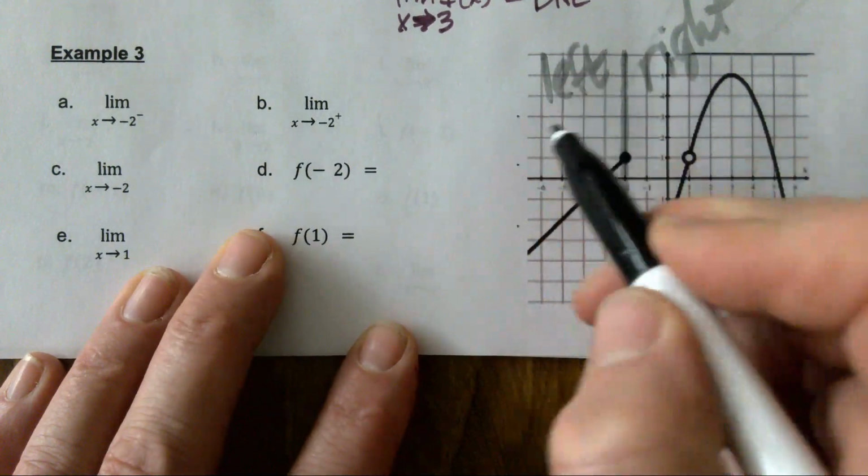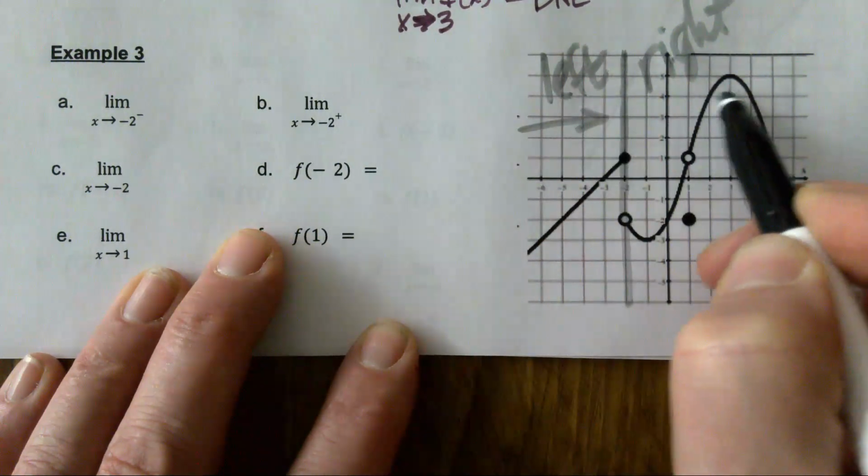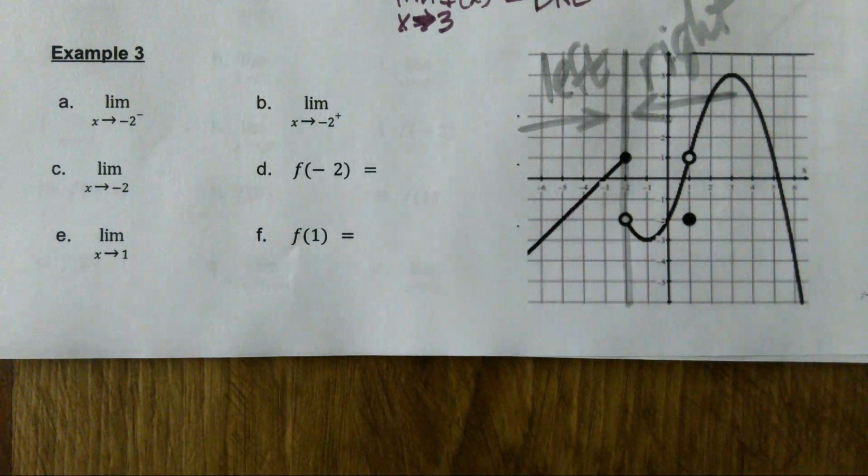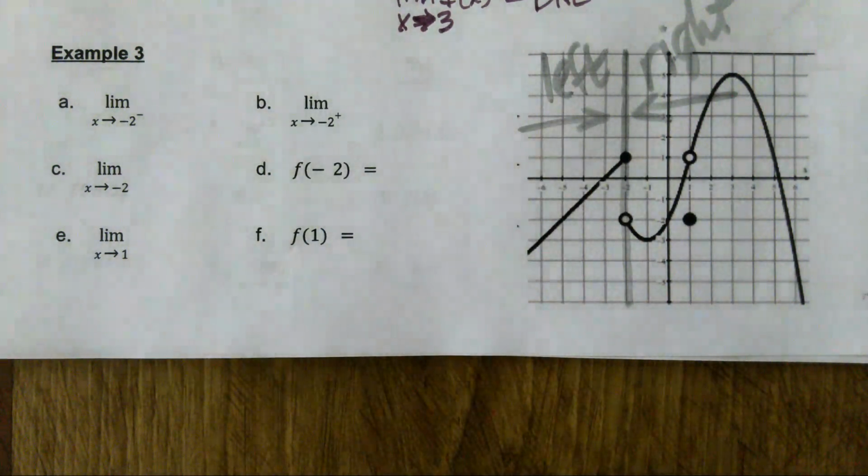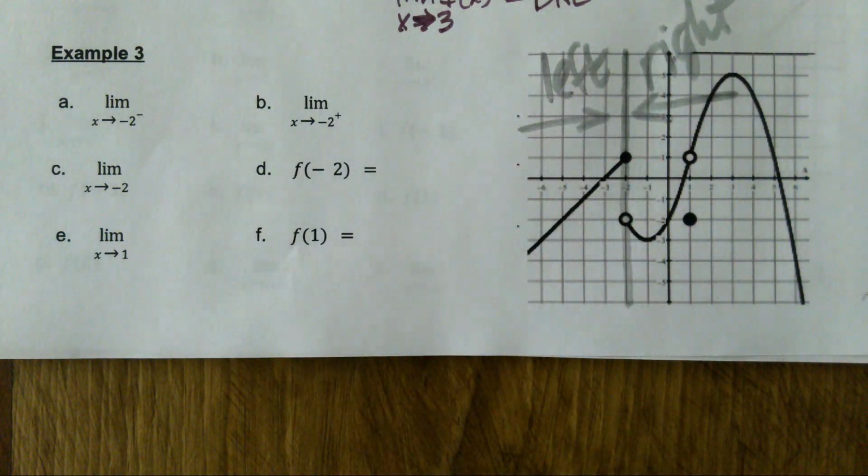And on the left, I come in this way. On the right, I come in the opposite way. And I want to get closer and closer and closer to the y value of the function. Not the coordinate plane. The coordinate plane is just what the function's resting on. I want to get the y value of the function, so that's the drawing part of it.